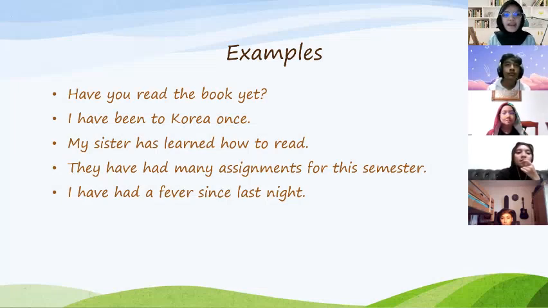So when you put have or has, depending on singular or plural, it is something that is going on now, present. But when you make the word after it a past tense or a past participle, like been, learned, had, that is why it becomes a present perfect tense.